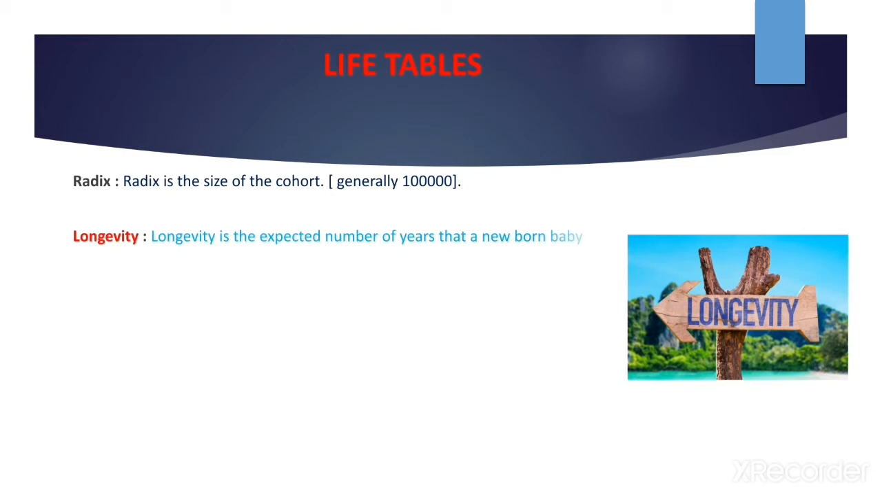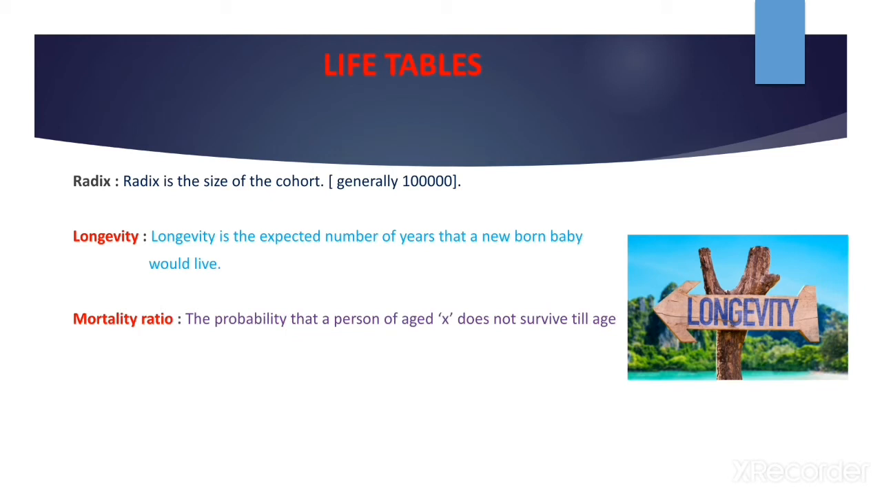The next term is longevity. So, what do you mean by longevity? Longevity is the expected number of years that a newborn baby would live. It may be 90 years or it may be 100 years. The next term is mortality ratio. So, what is mortality ratio? The probability that a person aged X does not survive till age X plus 1 is called the mortality ratio.